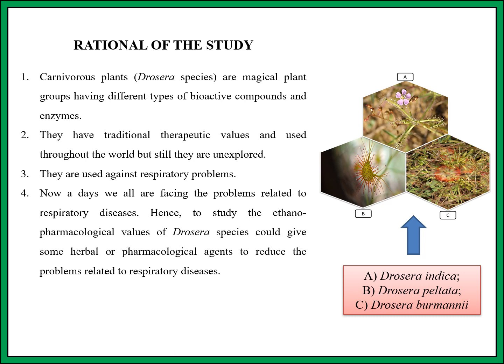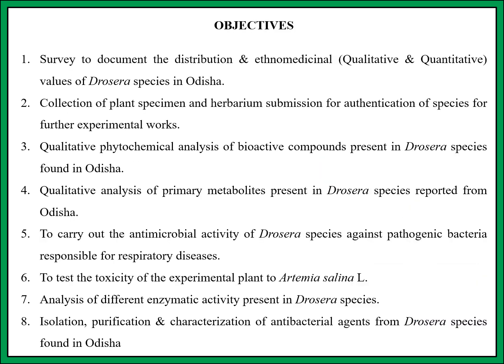You can also put some photographs, like I have put Drosera indica, Drosera peltata and Drosera burmannii. Now objectives. We have to write the objectives, like I have written for this title. First objective: survey to document the distribution and ethnomedicinal qualitative and quantitative values of Drosera species in Odisha. Collection of plant specimens and herbarium submission for authentication of species for further experimental work. Qualitative phytochemical analysis of bioactive compounds present in Drosera species found in Odisha.